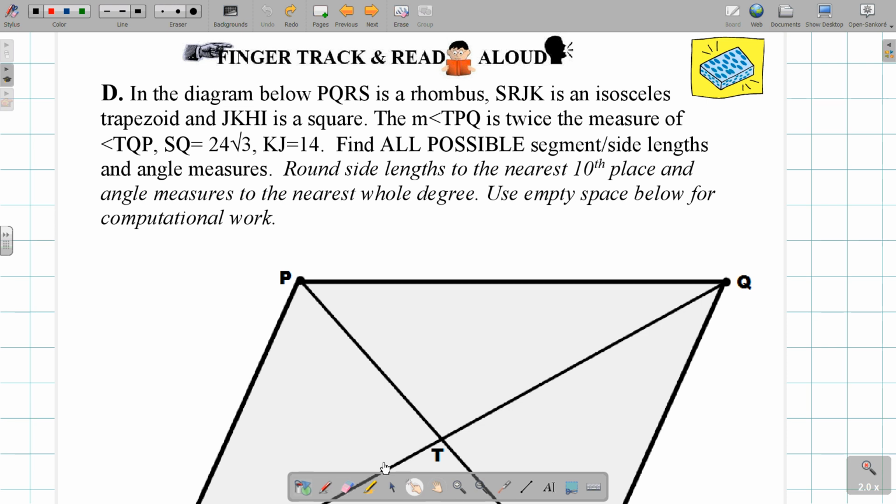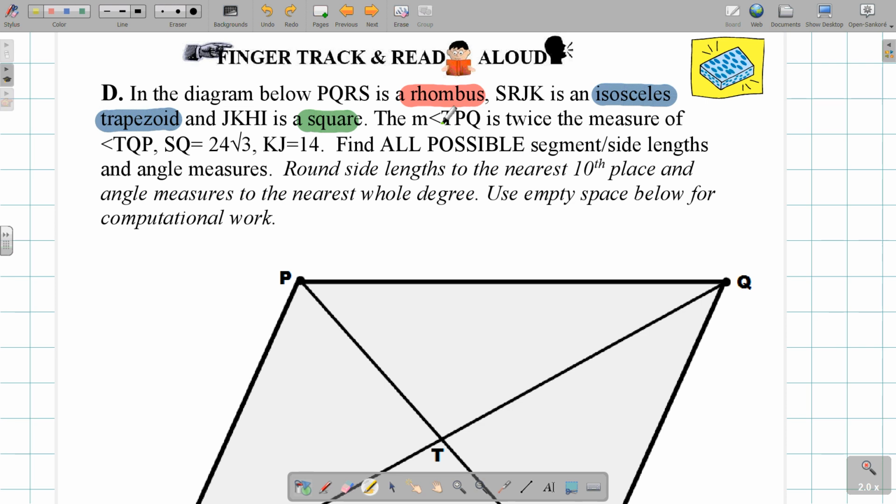Problem D. Finger track and read out loud. In the diagram below, PQRS is a rhombus. SRJK is an isosceles trapezoid, and JKHI is a square. We got ourselves a rhombus, an isosceles trapezoid, and a square. That's 3 very critical pieces of information.